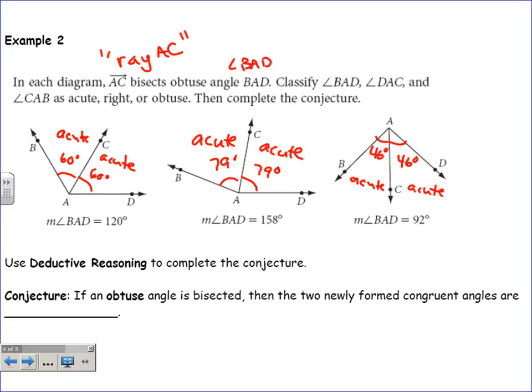Okay. So let's check this out. We started off with an obtuse angle, and an obtuse angle. And when it's bisected, they always become acute angles. So using logic, here's what we're at. Use deductive reasoning to complete the conjecture. If an obtuse angle is bisected, that's what's happening up here, then the two newly formed congruent angles, they're acute. Okay? And it's just using logic, we've sort of noticed this as we go along. We've just had several examples of it. We're noticing this as we go along. Is that okay?